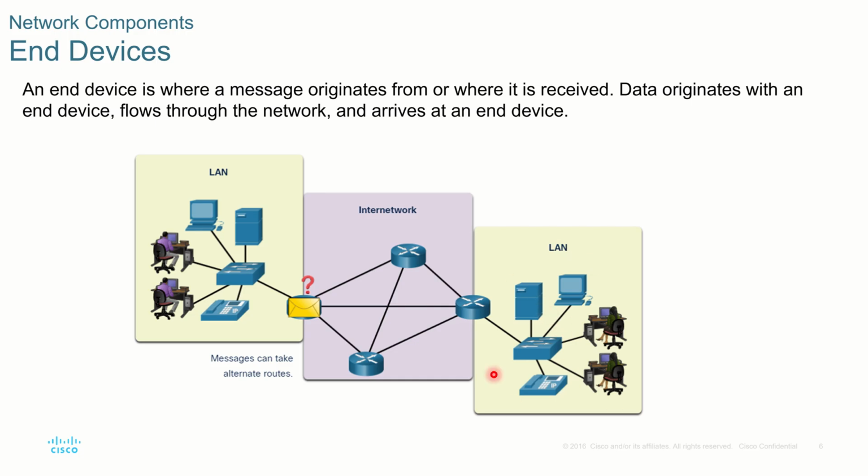So the end devices here are on two different lines. Data starts from a source end device, travels through the network device, and reaches the destination end device. We need to note that messages can take different routes. They can use this path or this path across the internet network to reach the same destination. Examples of end devices that I have previously listed are the personal computer, PC, servers, and also mobile phones.